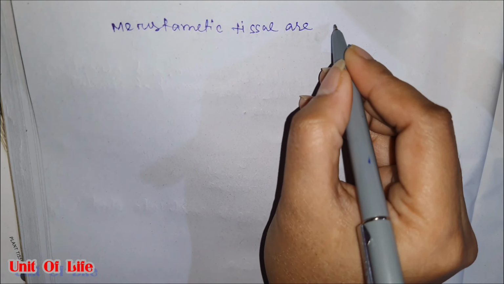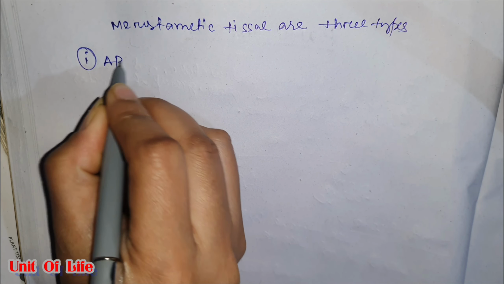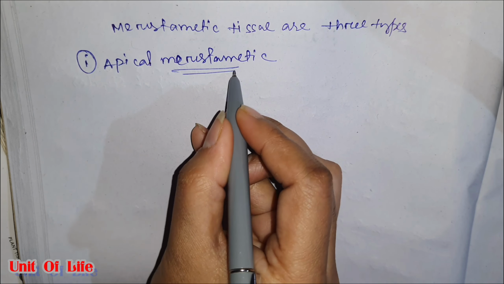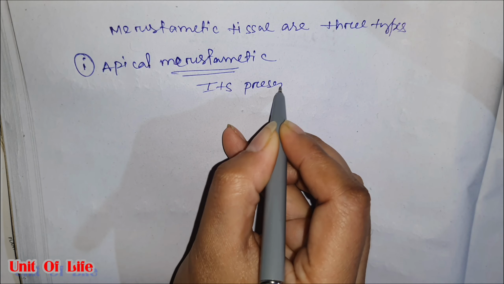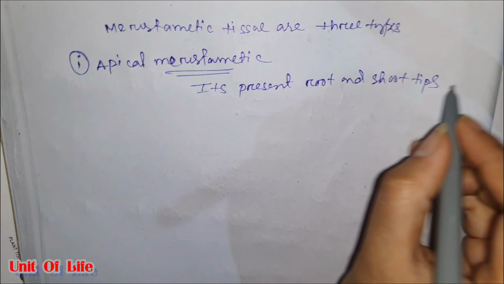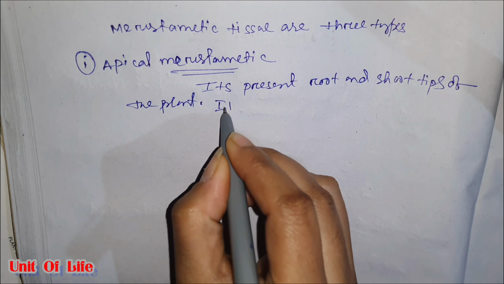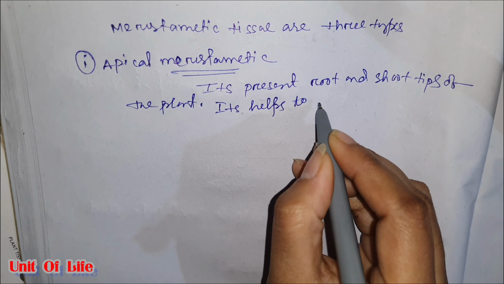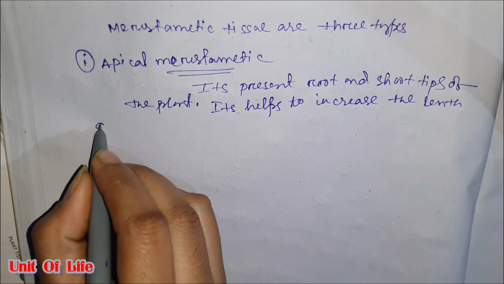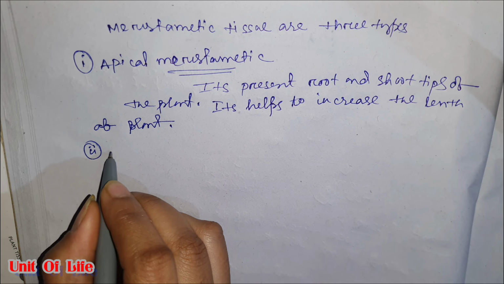So first, apical meristematic tissue. Apical meristematic tissue is present in the root and shoot tips of the plants, and this type of meristematic tissue helps to increase the length of the plant. Second, lateral meristematic tissue. It is present on the side of the root and shoot and helps to increase the breadth or width or diameter of the plant. As a tree gains height, the diameter of its stem also increases.